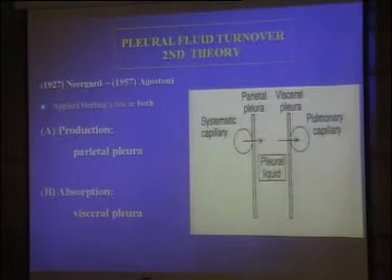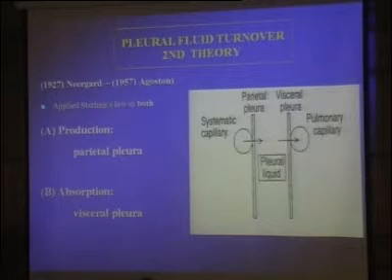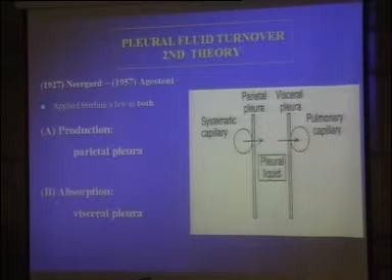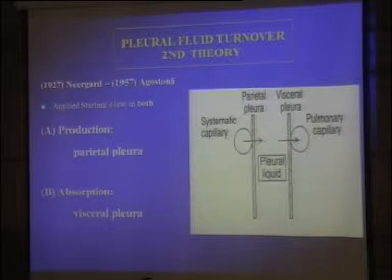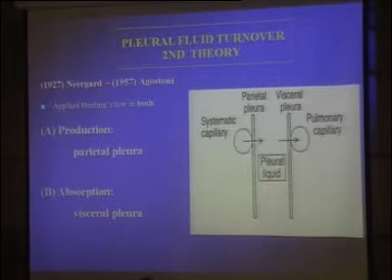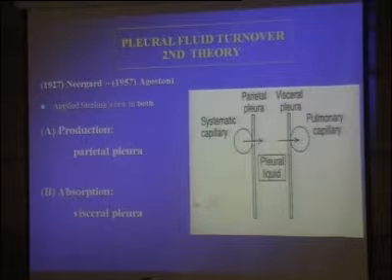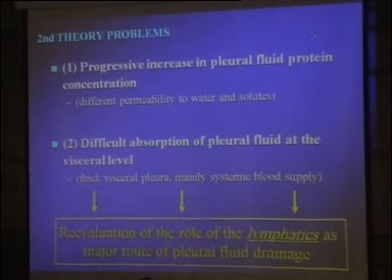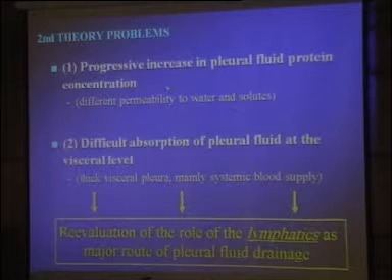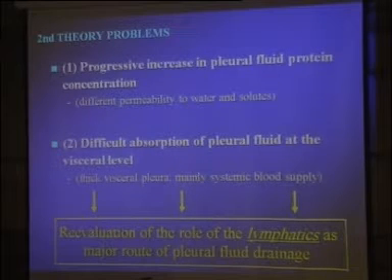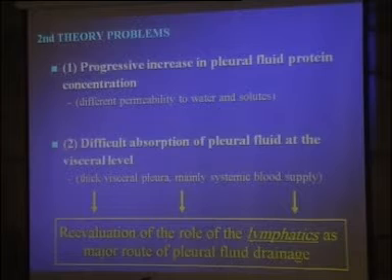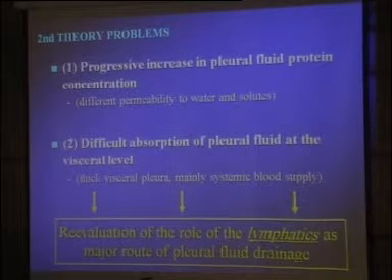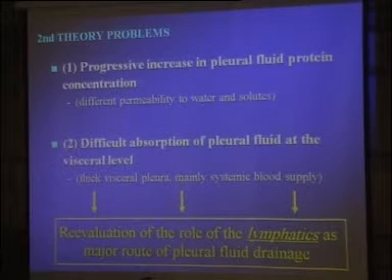Then there is a second theory, assuming that the production, the filtration, comes from the parietal pleura, and conversely the absorption is at the level of the visceral pleura, and you see in this very simple figure how it can work. But the problem is that this model poses 2 major problems. The first problem is that if you take this second theory into account, you have a progressive increase in pleural fluid protein concentration due to the different permeability to water and solute. It's the first point. The second point comes from the difficult absorption of pleural fluid at the visceral level.